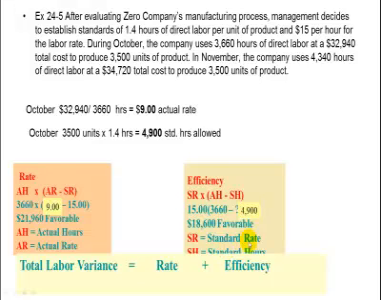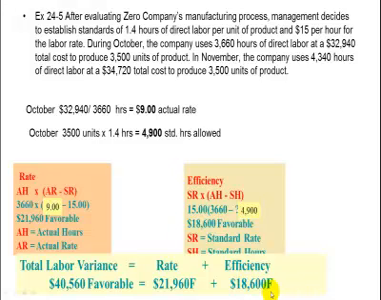Now, I think another part of this problem is finding the total labor variance. The total labor variance is going to be the rate variance, plus the efficiency variance. In this case, the rate variance was favorable to the tune of 21,960, and the efficiency variance was also favorable to the tune of 18,600. So we're going to have a total labor variance of 40,560, and it's all going to be favorable.